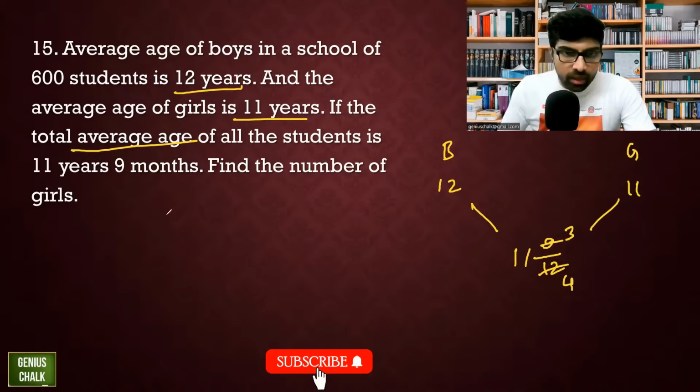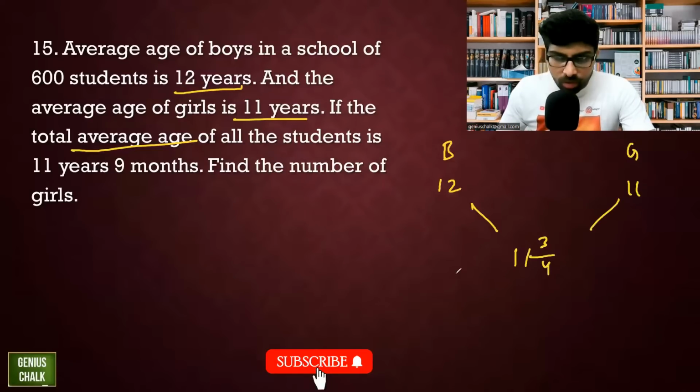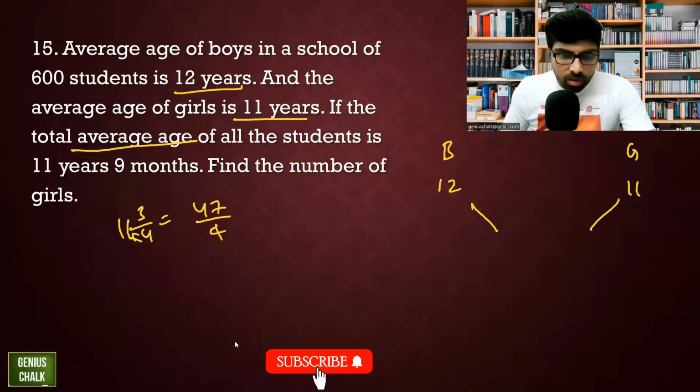So this is basically like this: 11 3 by 4. Can I write it like 11 3 by 4? And you know what is 11 3 by 4? 44 plus 3, 47 by 4. That means I can write this as 47 by 4. This has to be 47 by 4.